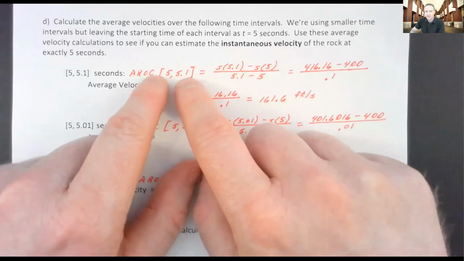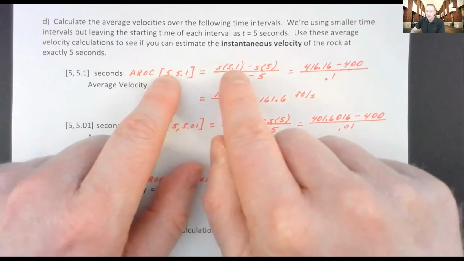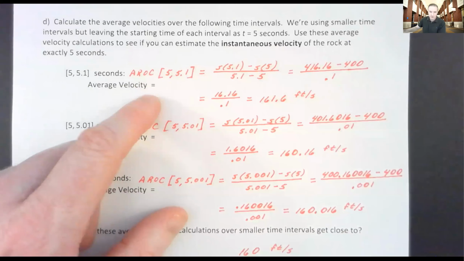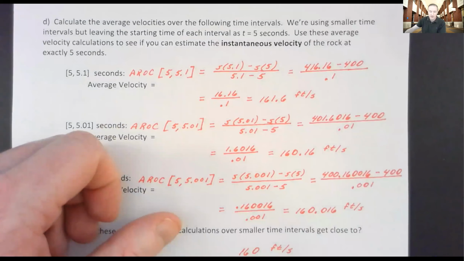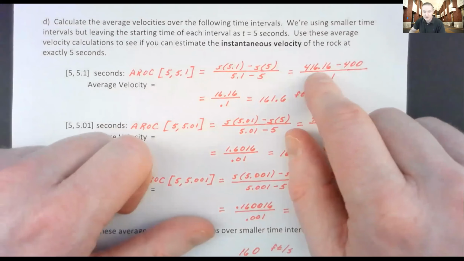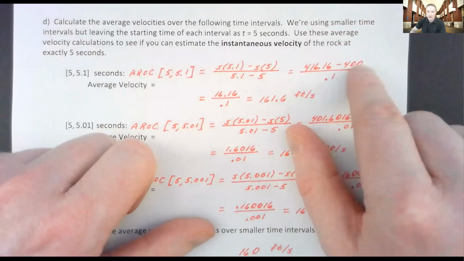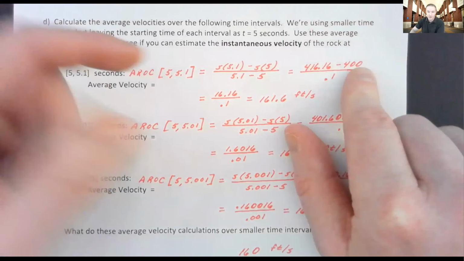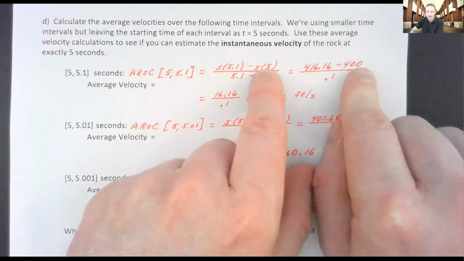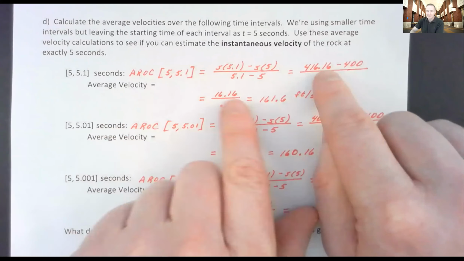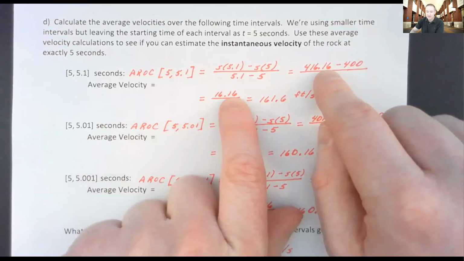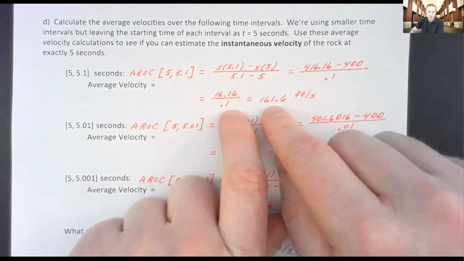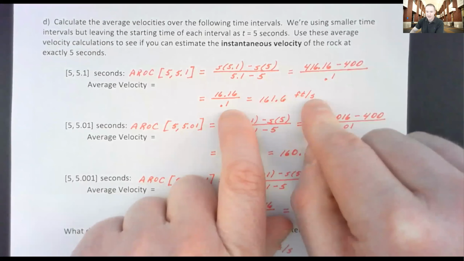The average rate of change from 5 to 5.1: you would plug 5.1 into your function over here. You'd just say, well, it's 16 times 5.1 quantity squared. And when I did that, I got 416.16. I subtract the beginning position, which is always going to be 400 in this problem. The position at 5 is always 400. So I can see here, over that 1/10 of a second, it's traveled 16.16 feet. That gives me an average rate of change over that 1/10 of a second of 161.6 feet per second.